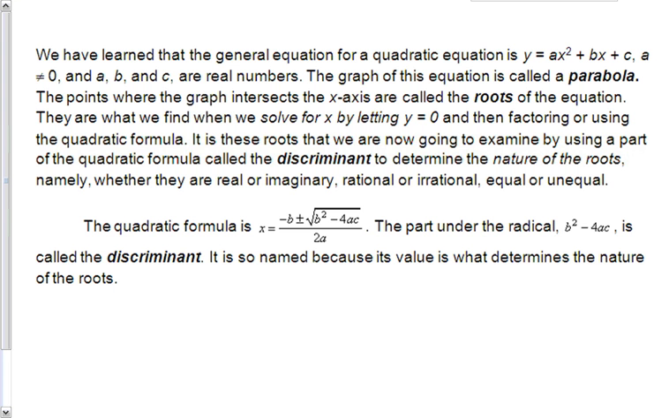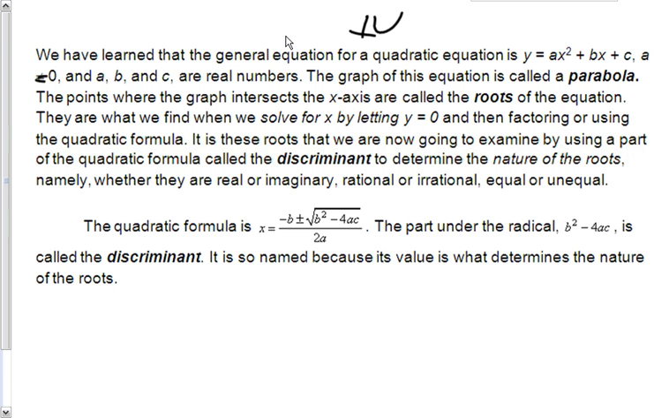Okay, so let's talk about the graph. We know it's a parabola, which is U-shaped. The point where it intersects the x-axis is called the roots, or the solution to when that equals 0. This should be an equal sign. We've done it by factoring, but now we have this quadratic formula.